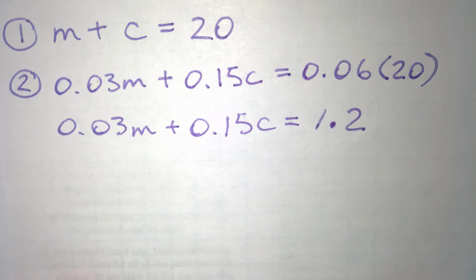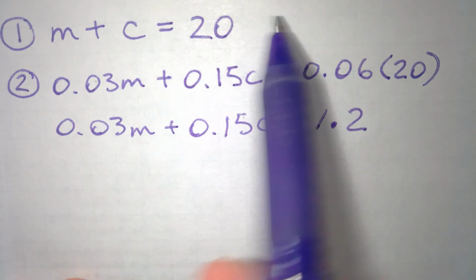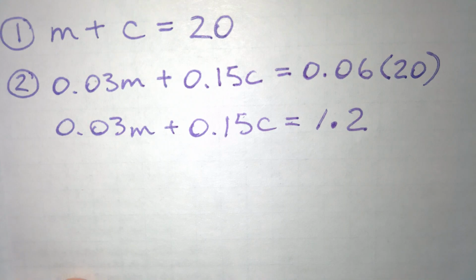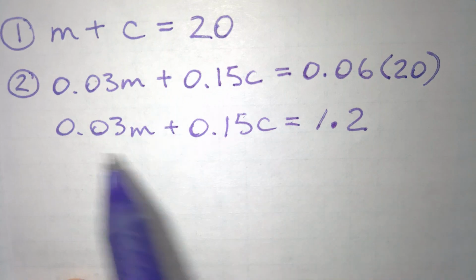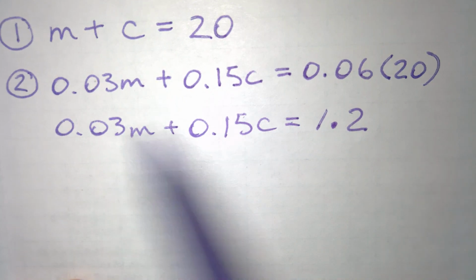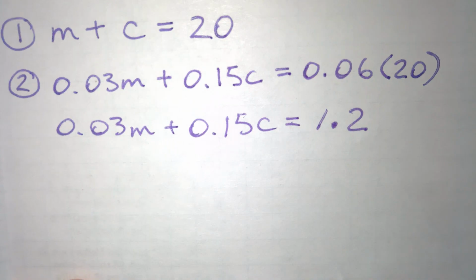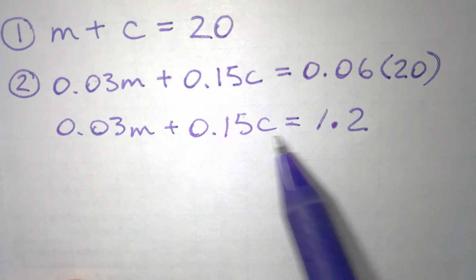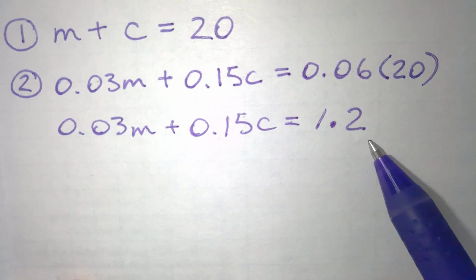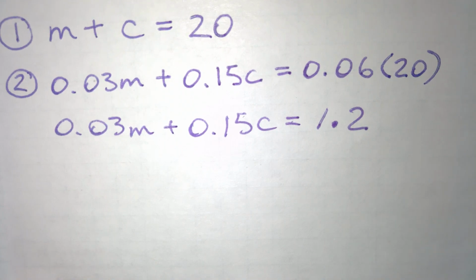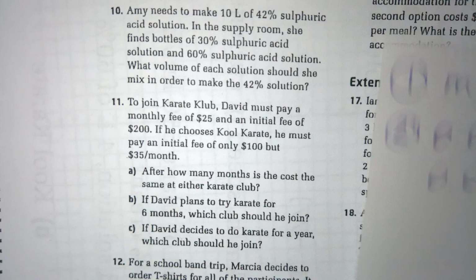Looking at this, what method should I use? Gavin? Substitution, right. I would do substitution as well. So isolate one of these and then substitute it. In the future, when you get into grade 11, another method that's sometimes helpful is to multiply all this by 100 so that you get rid of all the decimals. So then it becomes 3M plus 15C equals 120. Then you solve it the same way, and you'll get your answer.